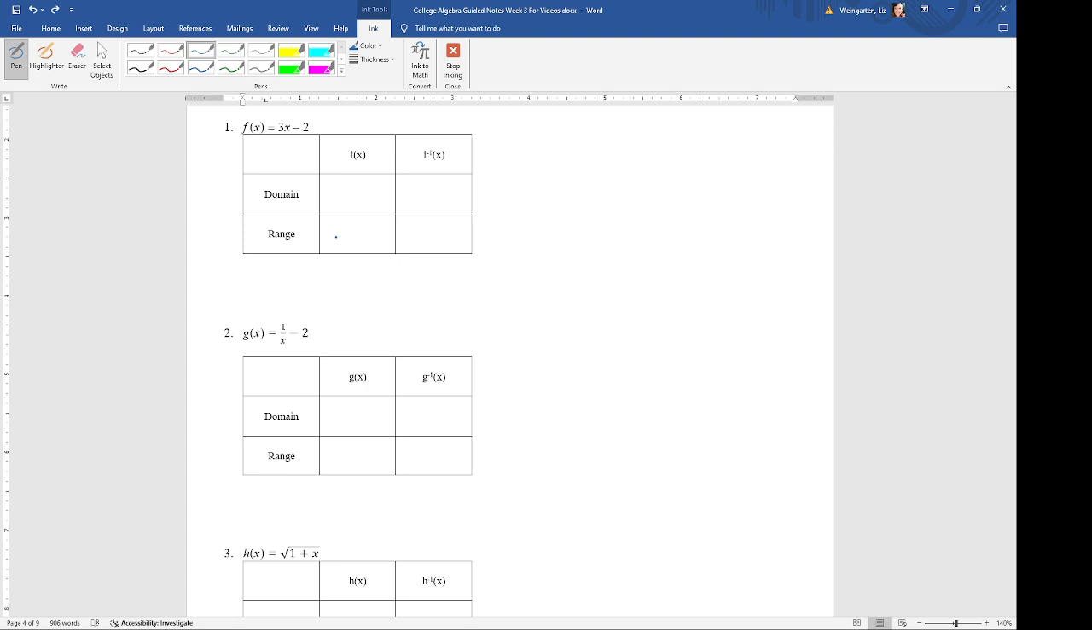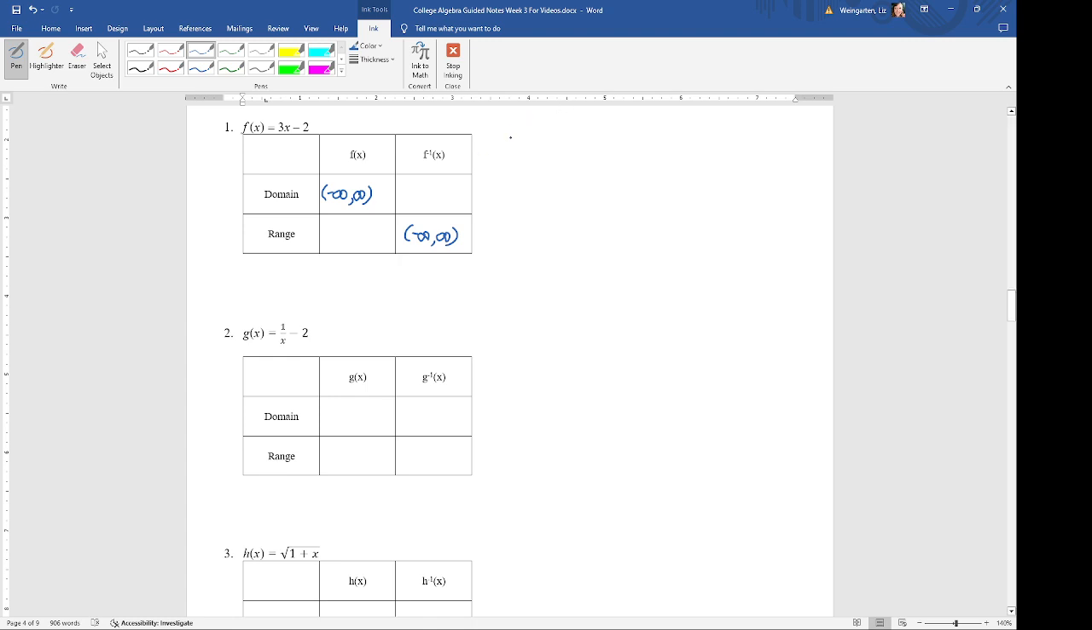Are there any restrictions to a linear function? There are no domain restrictions. So we can go from negative infinity to infinity. Therefore, the output is also going to be from negative infinity to infinity for the inverse.